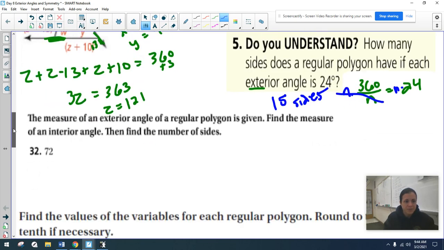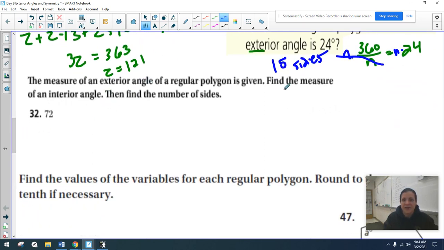Okay? Down here, the measure of an exterior angle is given. So this is one exterior angle. It says find the measure of an interior angle. Then find the number of sides. So if I'm looking for an interior angle, remember that an exterior and an interior are going to add up to 180. Okay, they always make a straight line. So if I do the 180 minus the 72, that's going to give me 108 degrees. So that's going to be an interior angle.